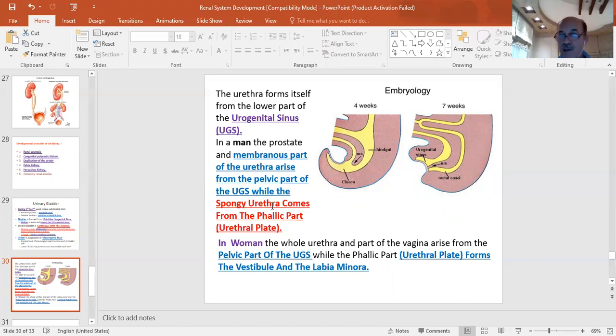The spongy part comes from the phallic part or the urethral plate, which we will talk about when we talk about the development of the reproductive system. In comparison, in the human, the whole urethra, part of the vagina, arises from the pelvic part of the urogenital sinus. As I said, we explain that when we talk about the development of the reproductive system.